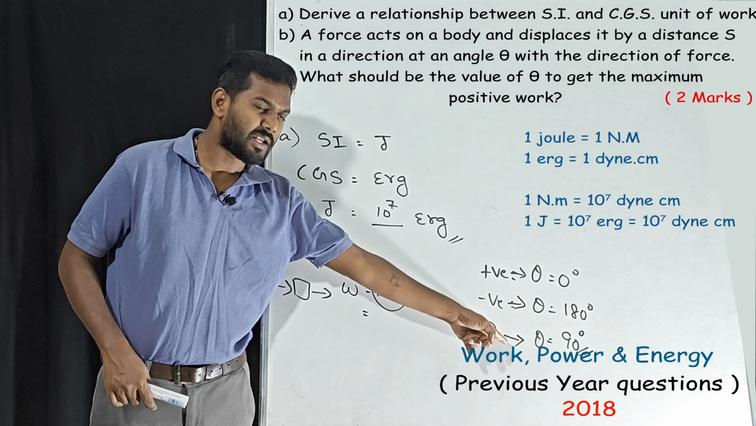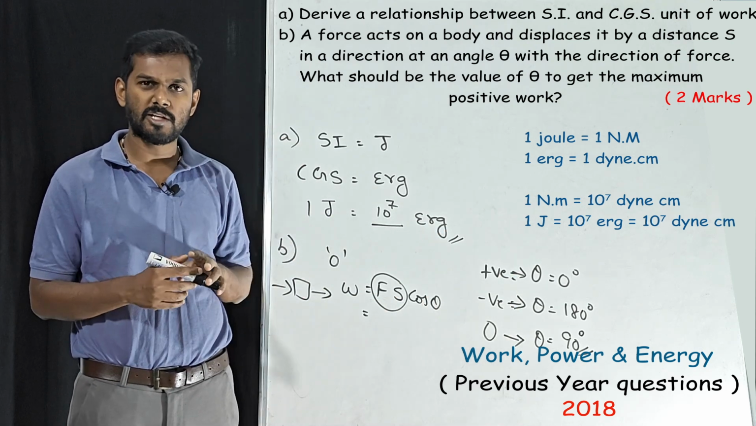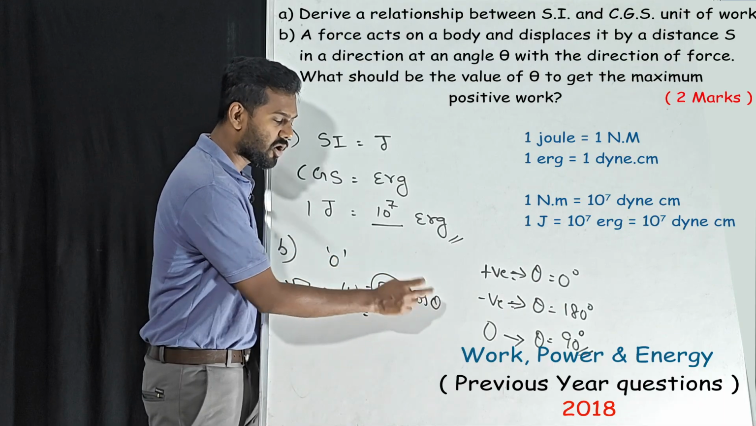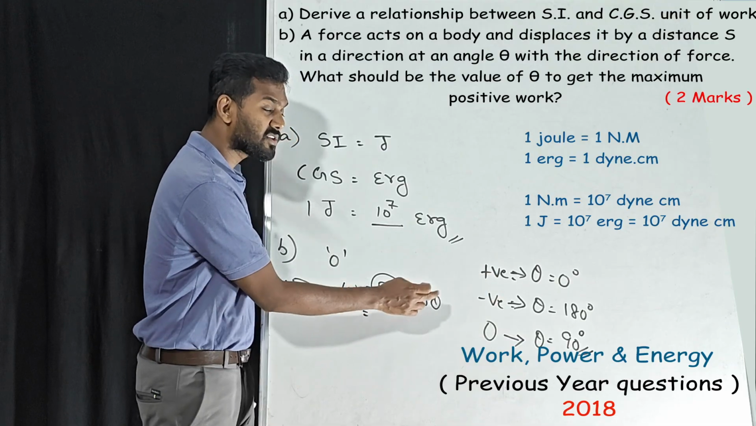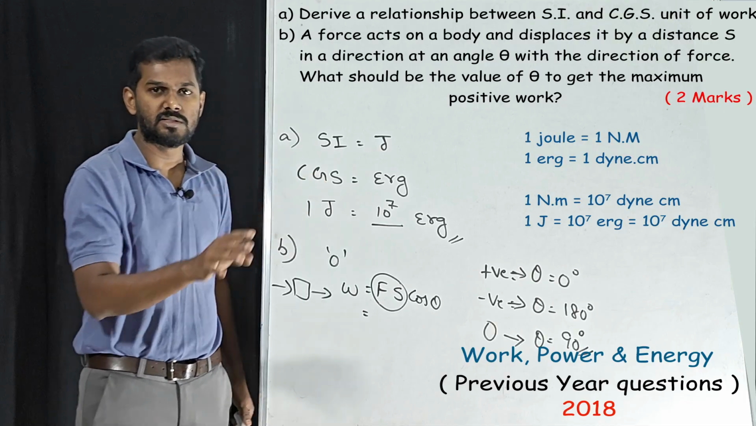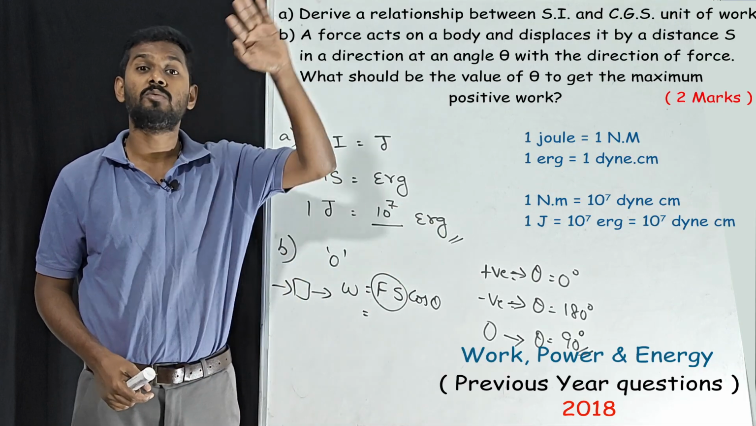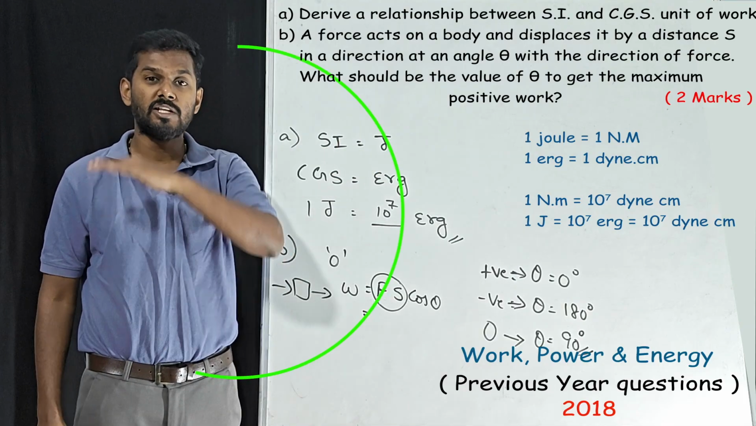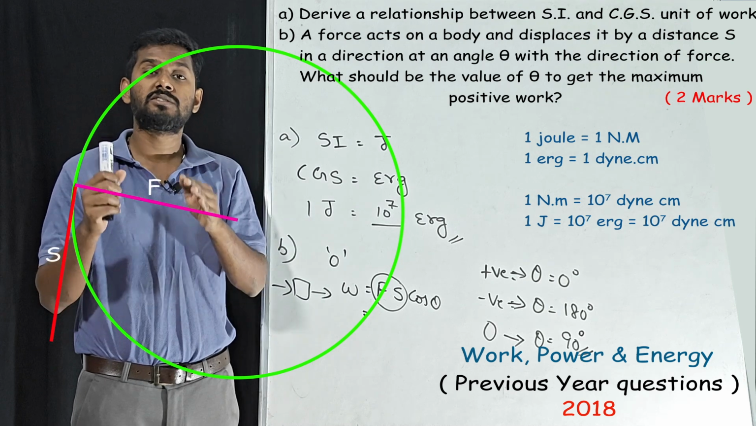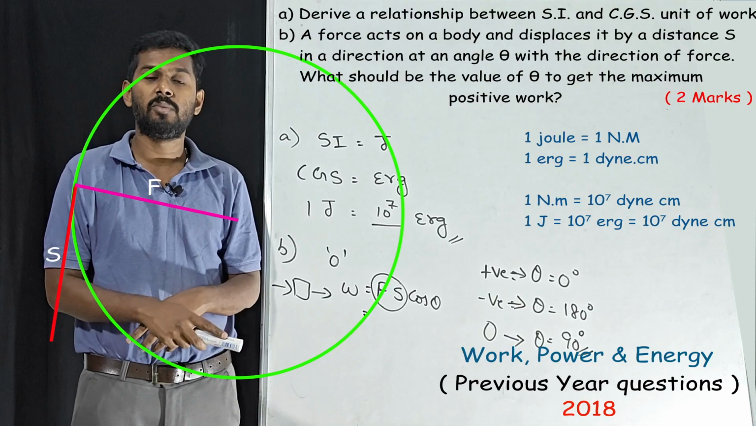Next, if theta is 90 degree, the angle between the force applied and the displacement is 90 degree, then the work done will be 0. Why? Because work done is Fs cos theta, and cos 90 is equal to 0. Anything multiplied by 0 will be 0. That is possible when the object is moving in a circular path. When it is moving in a circular path, the angle between the force applied and the displacement is always 90 degree. That's why in any circular path, work done will be 0.